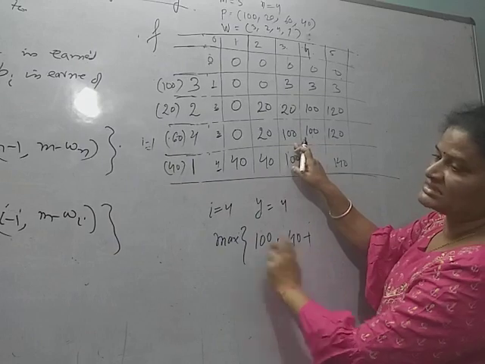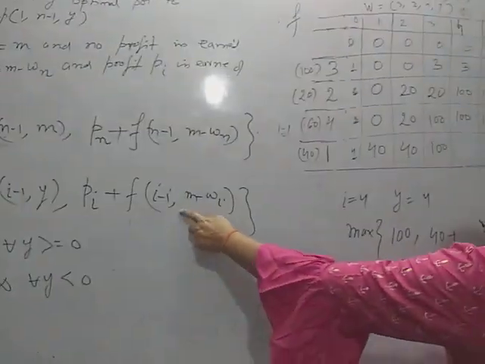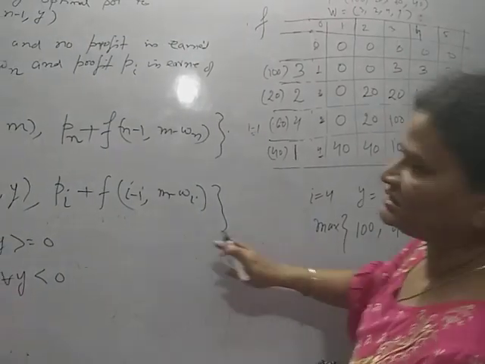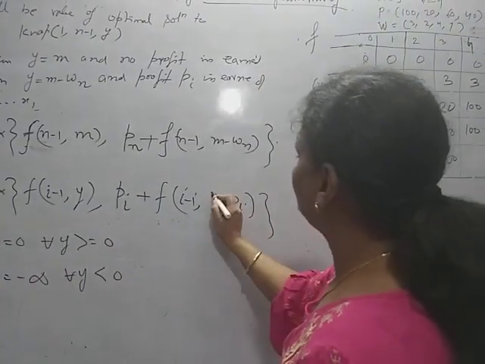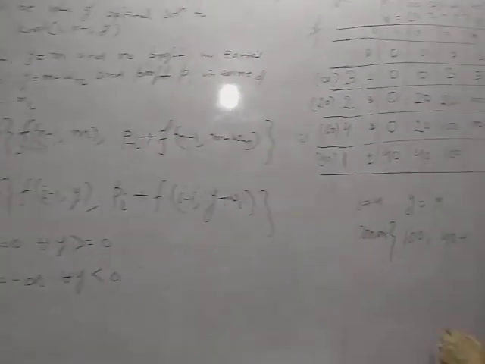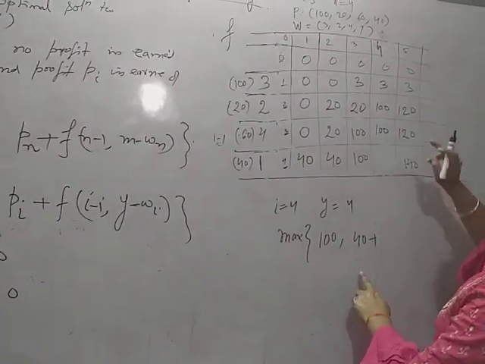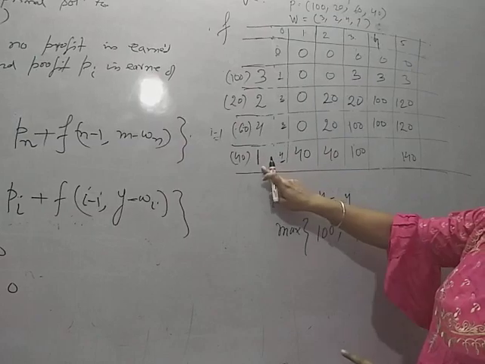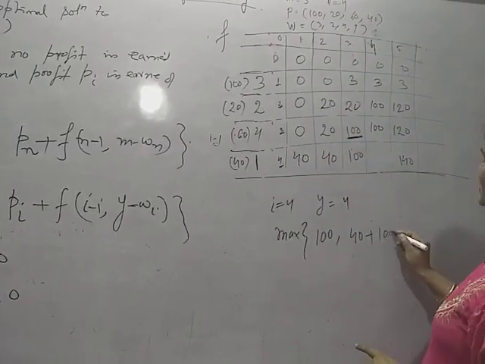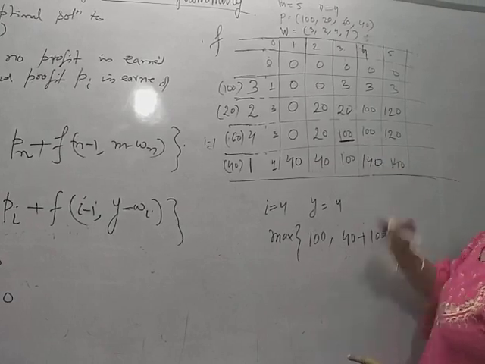The profit is, see, f(i minus 1). I have written f(i minus 1, m minus w). Sorry, here this is y minus wi. Correct it. y minus wi, not m. Okay. So y minus wi. So y is here what? y is 4. 4 minus 1 is 3. So what is the third entry in this? 100, and the maximum of this is 140.